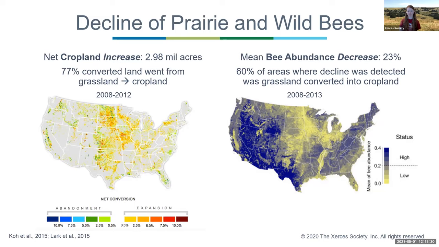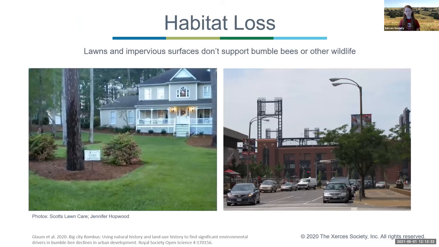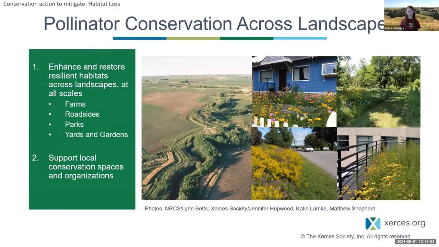But again, just with pesticides, it's not only the agricultural industry, right? It's also urbanization and these habits that we have as humans to put in huge lawns and lots of pavement and parking lots. We're expanding and we need to expand the space, but we can do so in a way that's more supportive of pollinators. So one way to do that is by thinking about pollinator conservation across landscapes, right?